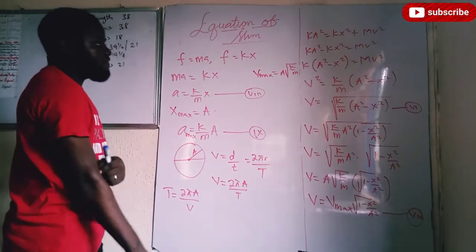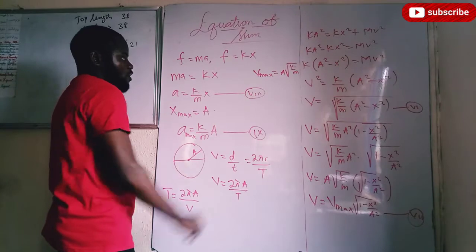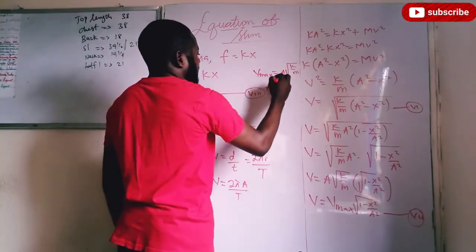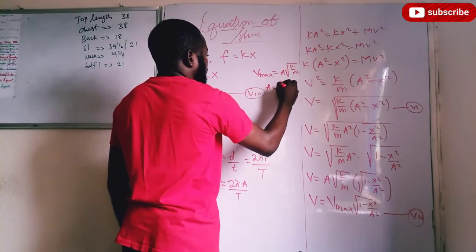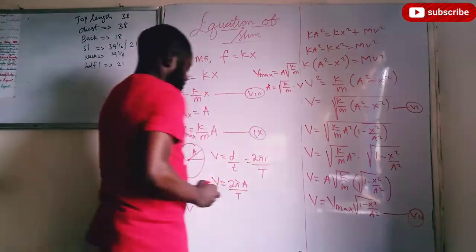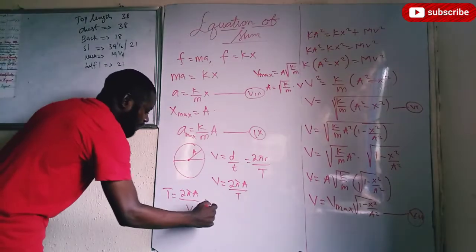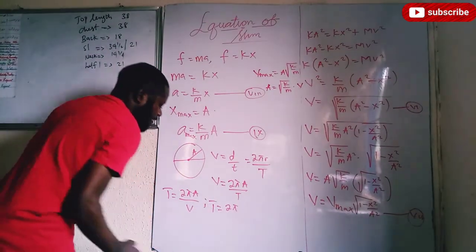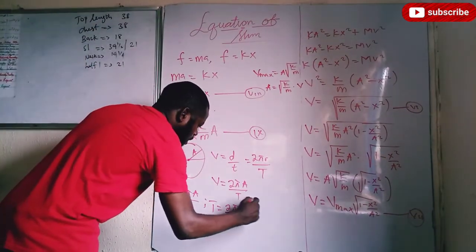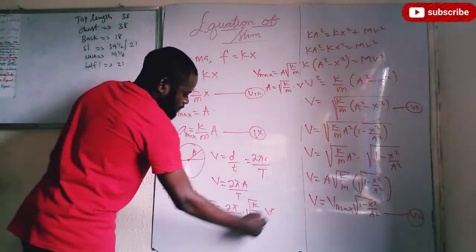So if I have this, I can make A the subject of the formula. So A is equal to the square root of K over M multiplied by V. I will substitute for A in this equation. So I will have that T equals 2 pi divided by V multiplied by A, which is the square root of K divided by M multiplied by V. So V and V would cancel.